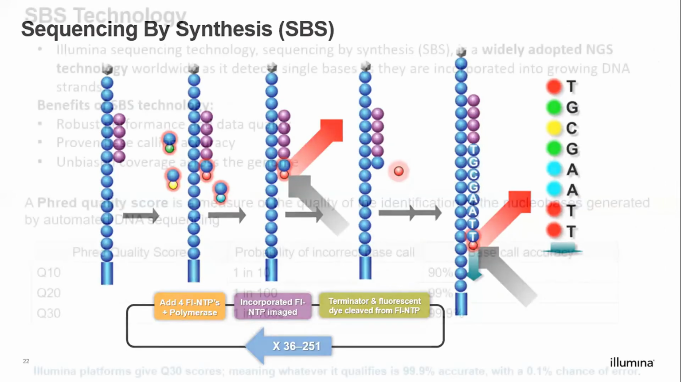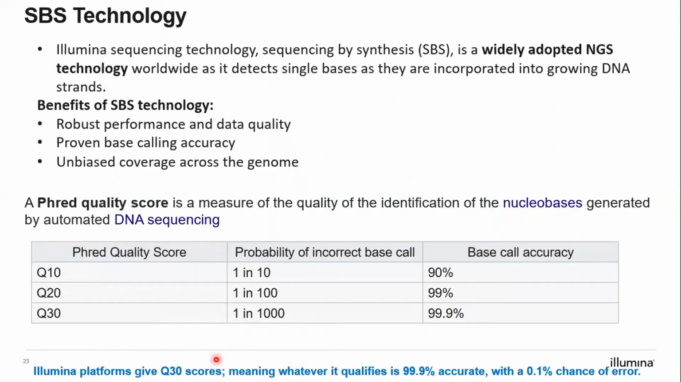This is really important to know whenever you're thinking about setting up sequencing runs in a clinical setup. Why is it important? Because there are a few parameters which are generally tested when you do a sequencing run for a clinical lab setup. SBS technology is widely adopted because its benefit is robust performance and data quality. It has proven base calling accuracy and an unbiased sequencing coverage approach.